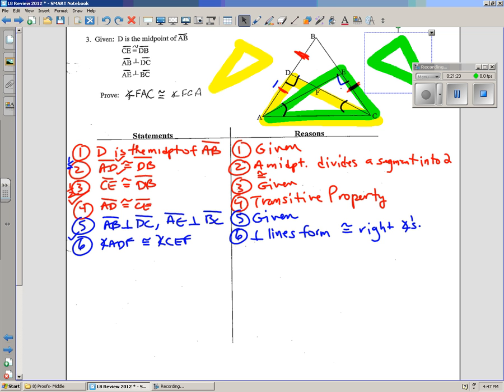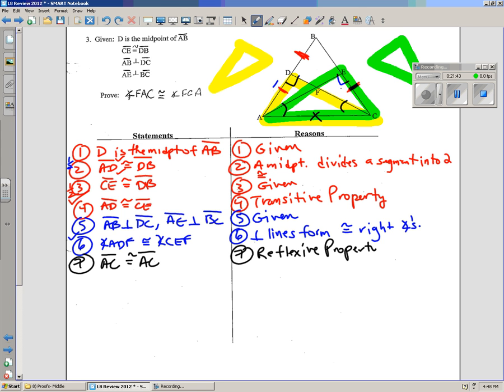So if we're going to prove those two triangles congruent, the next step would be to say, hey, step 7, they share AC. So AC is congruent to AC. And why is that? Well, that's the reflexive property. Now, that gives us a third check. So we now can prove triangle ADC is congruent to triangle CEA.